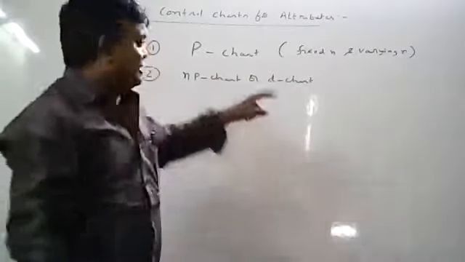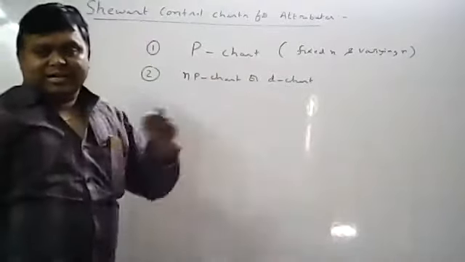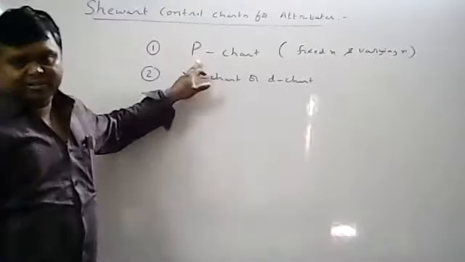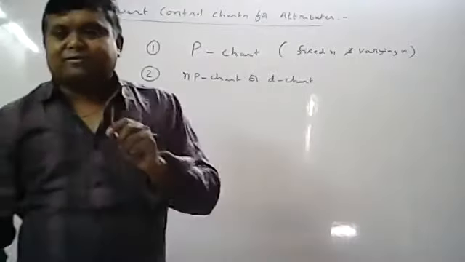In the examination, they will not say P chart, NP chart, D chart like that. They will say construct a control chart for fraction defective. Fraction defective means which chart you have to construct? The P chart. Construct a control chart for number of defectives.